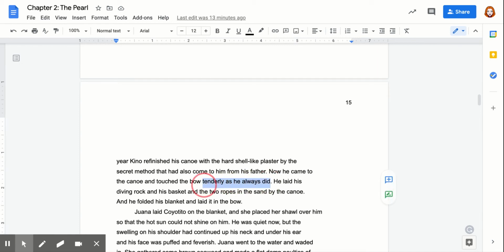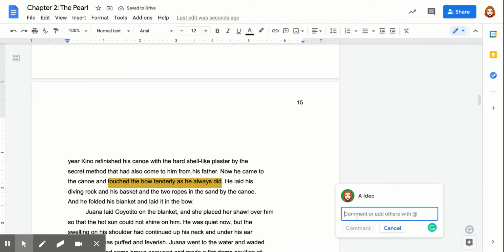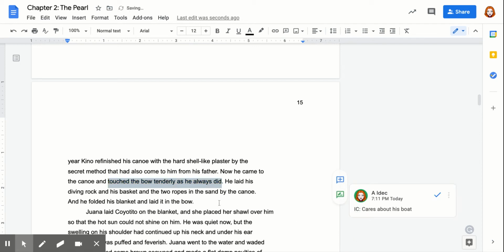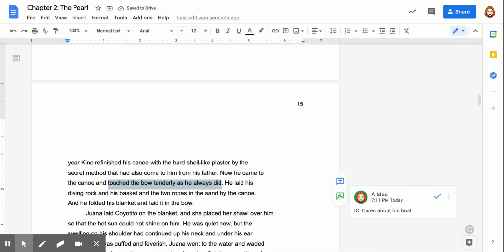So I'm actually going to highlight this, okay? Because to me, touching the bow of the boat tenderly shows something about his personality. So I'm just going to write indirect: cares about his boat. Maybe not characterization so much, but it is something about him. So that's just an example.